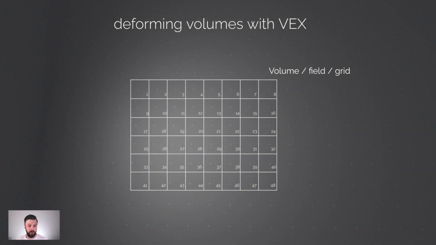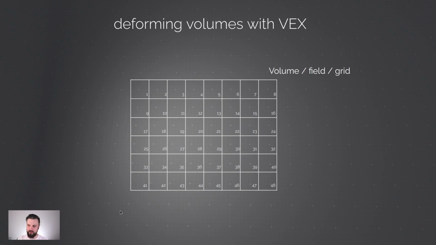Okay, so in this video, we want to talk a bit more about how to deform or move volumes with VEX. Now, the first thing before we start actually warping volumes is to understand how we move voxels in a volume. Because at first, it's a bit hard to understand how this works. So what we have here is a grid or a field or a volume, call it whatever you want.